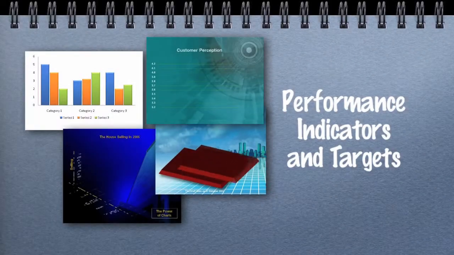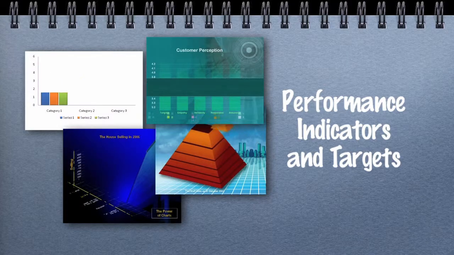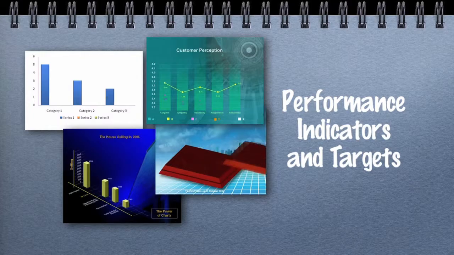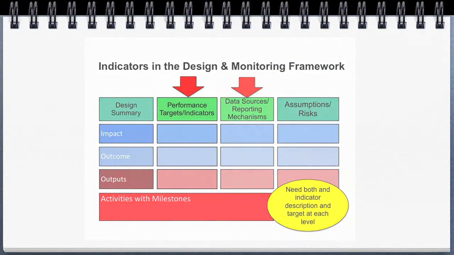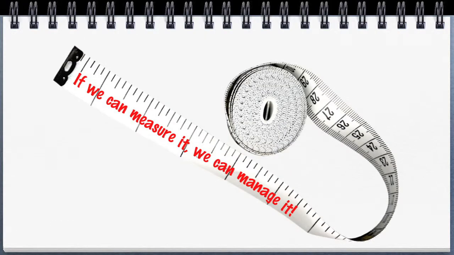Performance targets and indicators measure performance and allow us to recognize the achievement of objectives. An indicator outlines what will be measured, while the target specifies quantity and time, how much and when. Listed in the second column of the DMF, they specify precisely each result at the output, outcome, and impact levels. These levels have at least one measurable indicator with an explicit target.